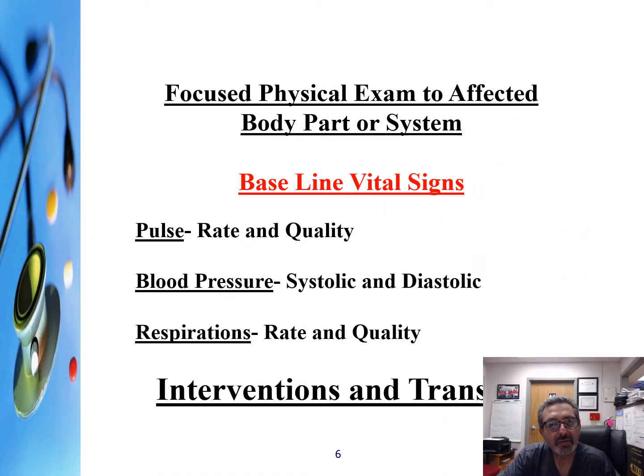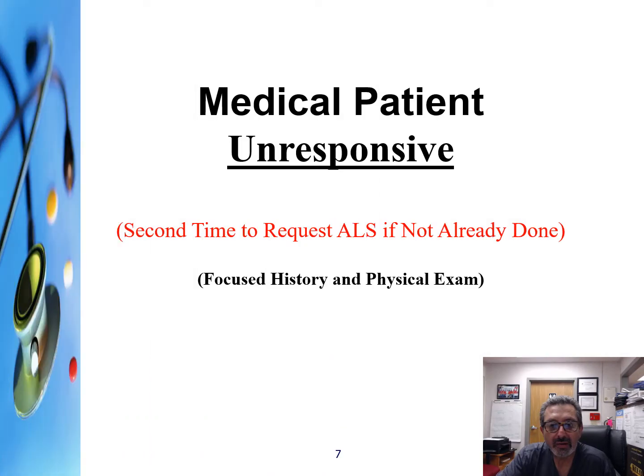Now we're going to start the focused physical exam of the affected body part or system. We're going to work with whatever he is complaining about. You got to make sure that you have baseline vital signs. Okay, we're going to take a look at his pulse, rate and quality, blood pressure, systolic and diastolic, respiration, rate and quality. And we're going to decide if we need any transportation.